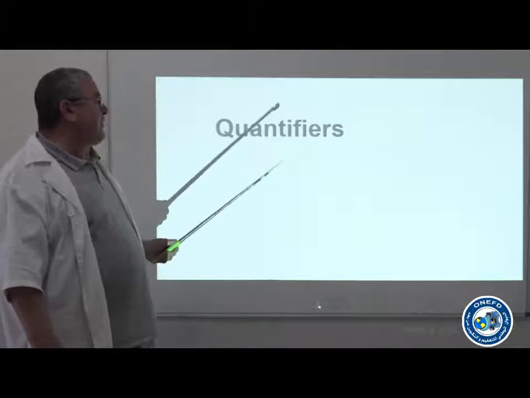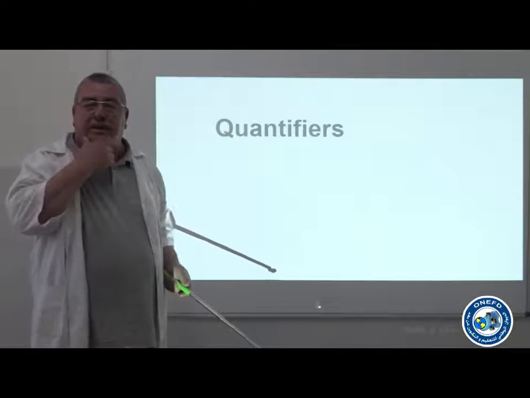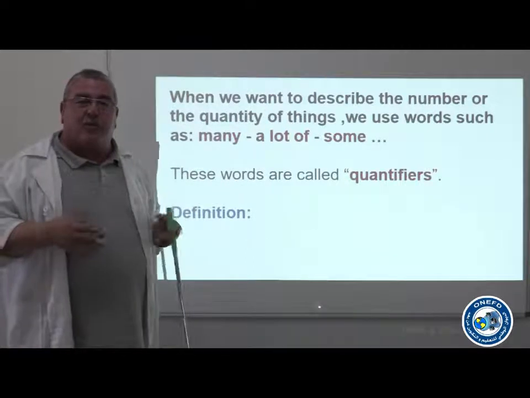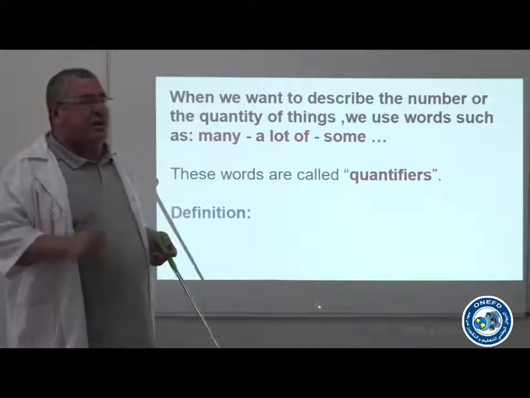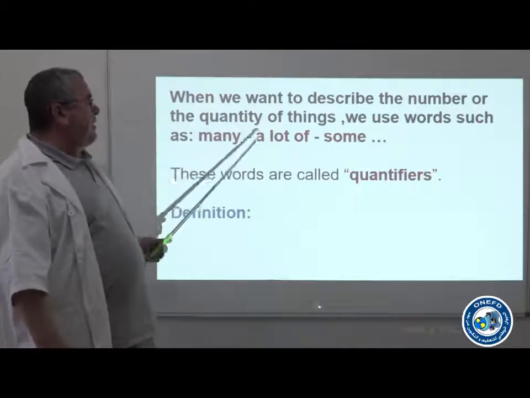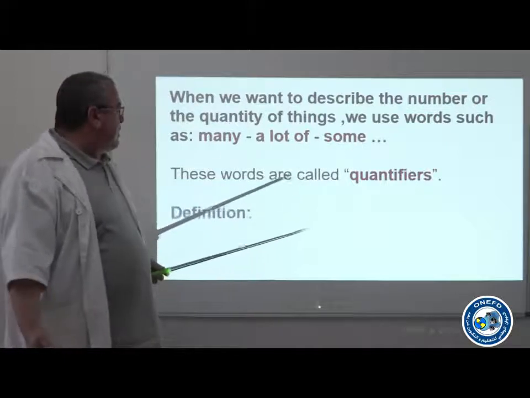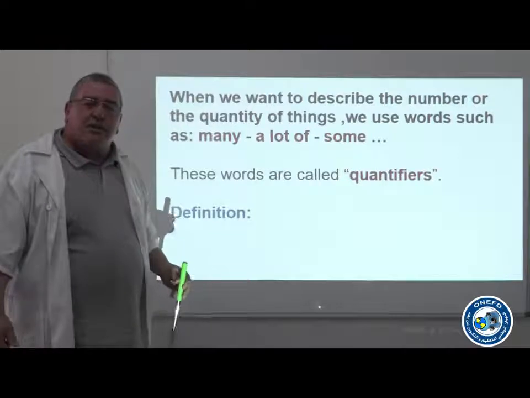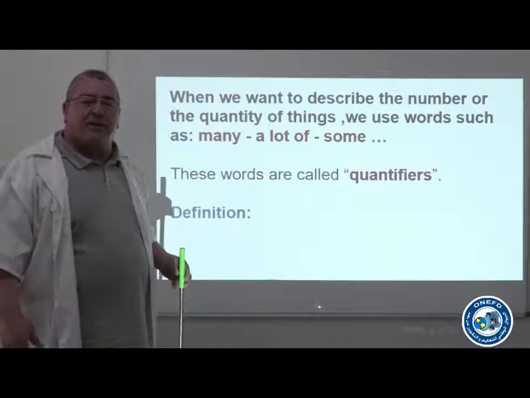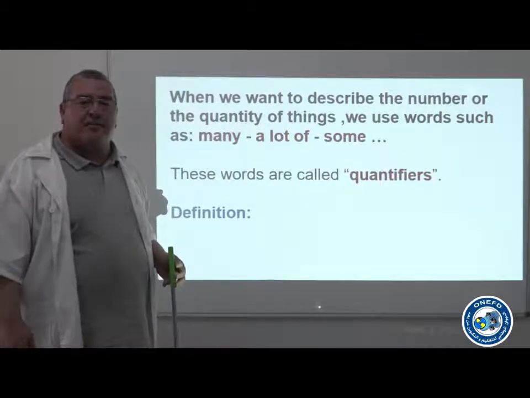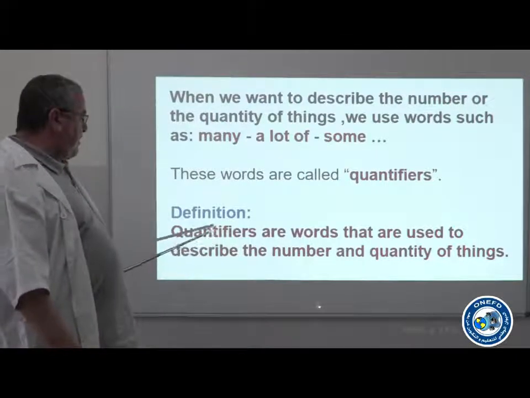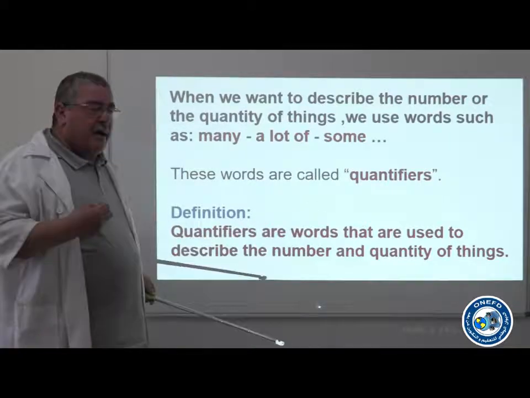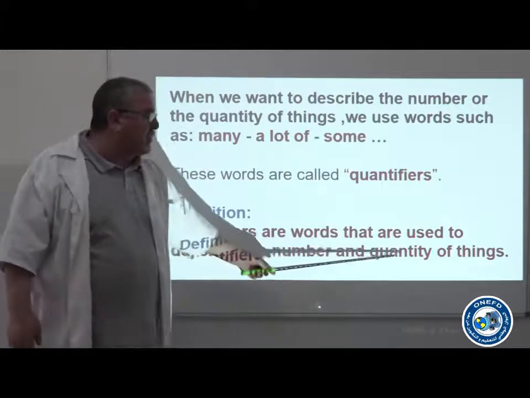We'll talk about quantifiers. What do you think quantifiers are? Well, you know that when we want to describe the number and quantity of things, we use some special words such as many, a lot of, and some. These words are called quantifiers. Do you think you can find a definition? What is meant by quantifiers? So here's a definition. I'm sure that you have found it. Quantifiers are words that are used to describe the number and quantity of things.